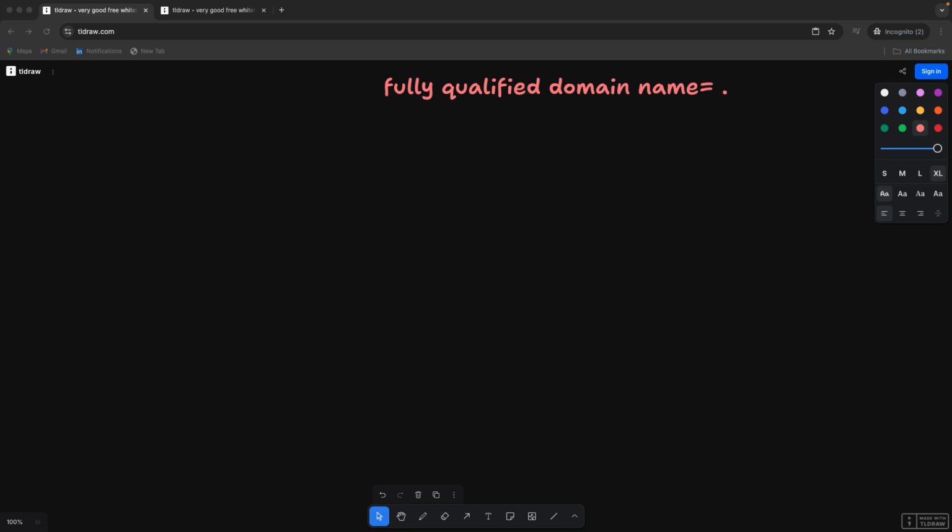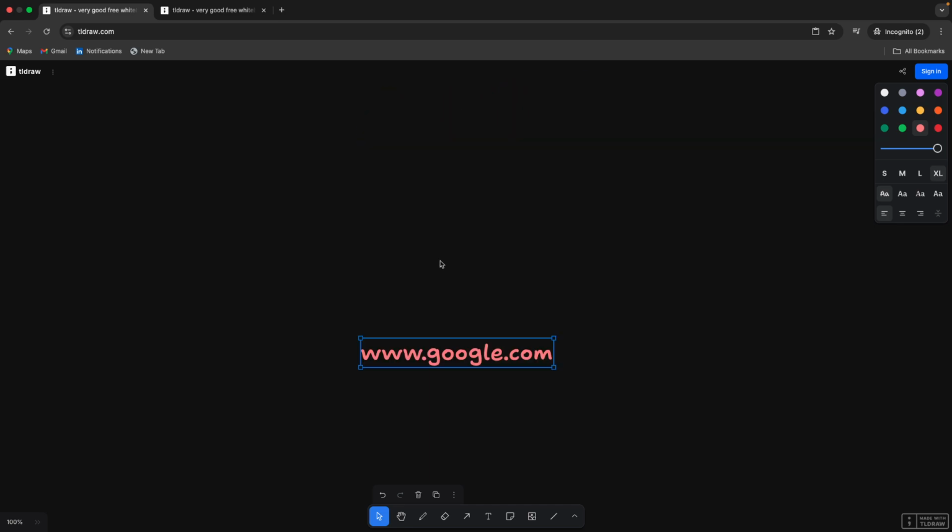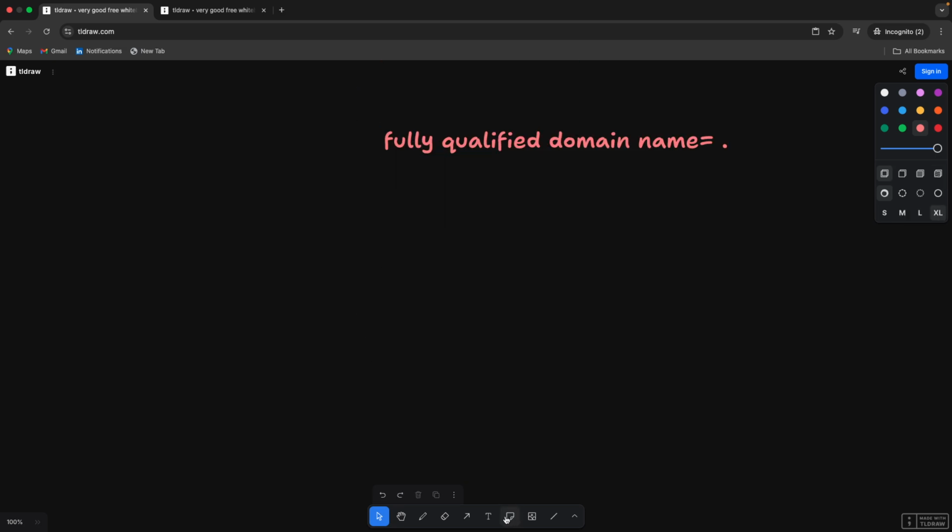So, for example, this is one example of a fully qualified. Oh, what happened? Control Z. Let's add text and then let's add the arrow here.